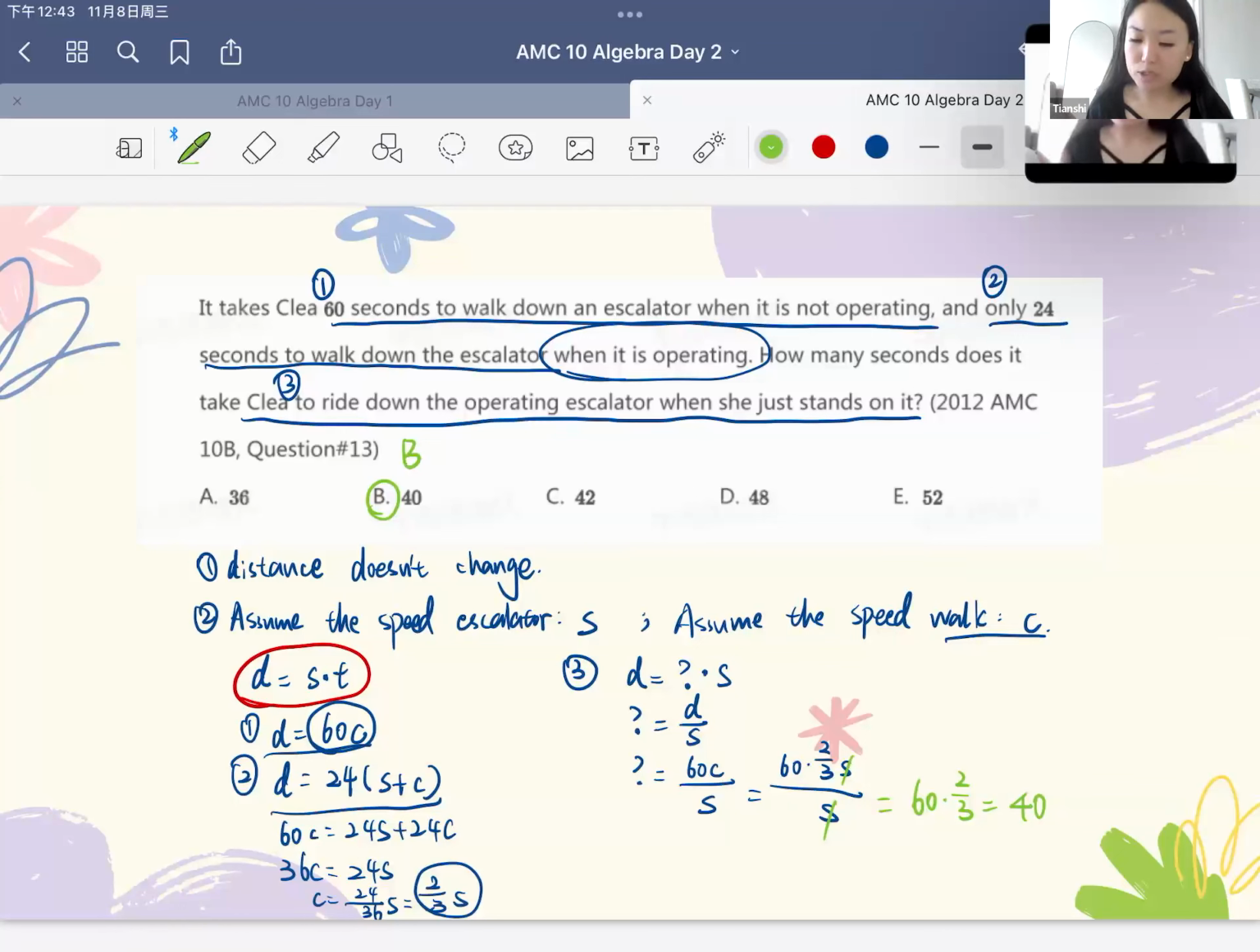So from this question, you know that this is not super complicated. We found that there are three scenarios. First of all, we talk about which variable does not change, which is the distance from the bottom to the top. Then we find an algebraic expression to represent that same variable, the distance, and find the relationship between the speeds of different objects. For example, for Clay we can represent the speed as c, and for the elevator we can represent it as s, and then we can find the relationship between the variables and solve this question.